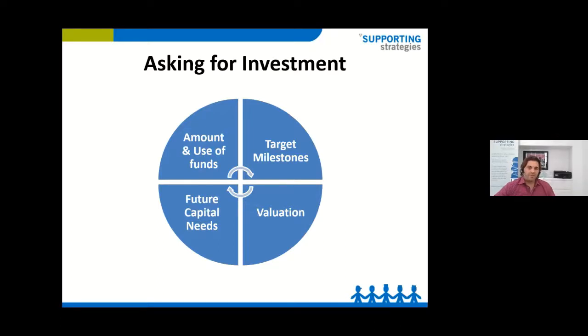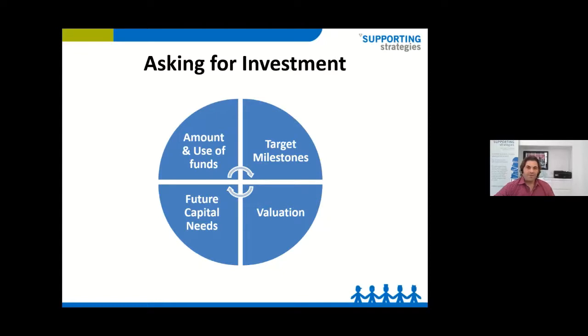Target milestones. Are you going to release your product in a certain period of time? How many customers do you plan to attract by then? What are the revenue and profit results you're forecasting? What valuation are you offering? It needs to be reasonable and justified. Basically, what percentage of your company are you offering to investors in exchange for their capital? And what future capital needs do you anticipate?